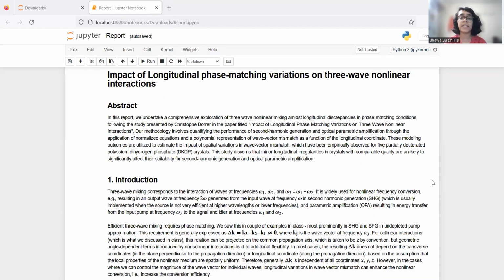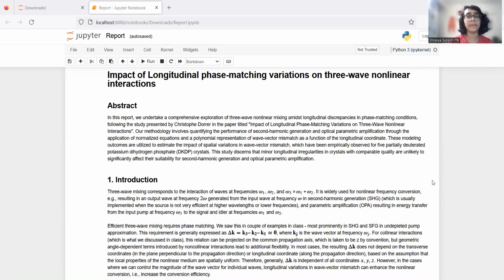This is widely seen in non-linear frequency conversion, primarily in second harmonic generation and optical parametric amplification, resulting in an energy transfer from the input pump at, say, frequency omega 3 to the signal and the idler waves at frequencies omega 1 and omega 2.